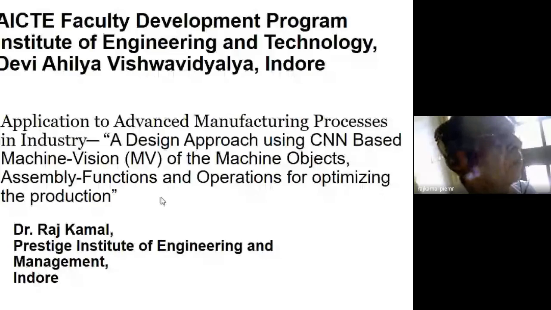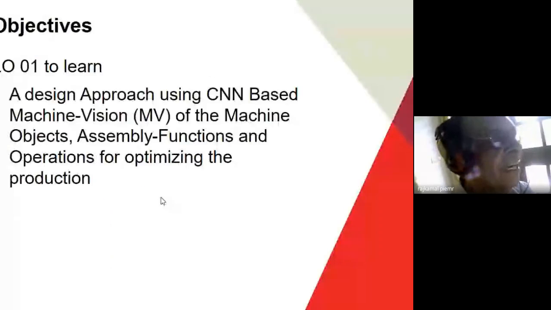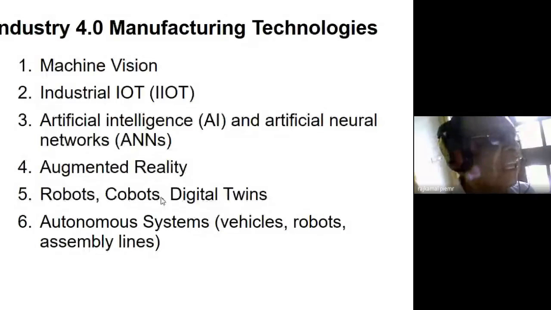So our lesson objective is that we have to consider a design approach using CNN based machine vision of the machine objects, assembly functions and operations for optimizing the production. Now let us first understand the meaning of a new terminology known as Industry 4.0. Industry 4.0 is a manufacturing technology which involves machine vision.